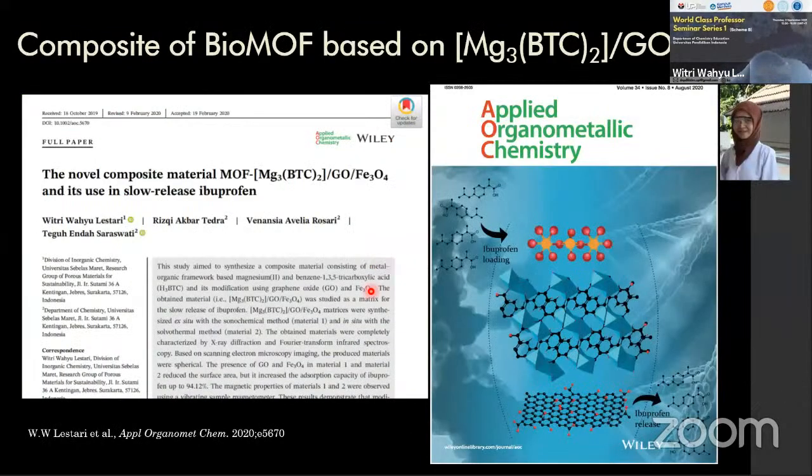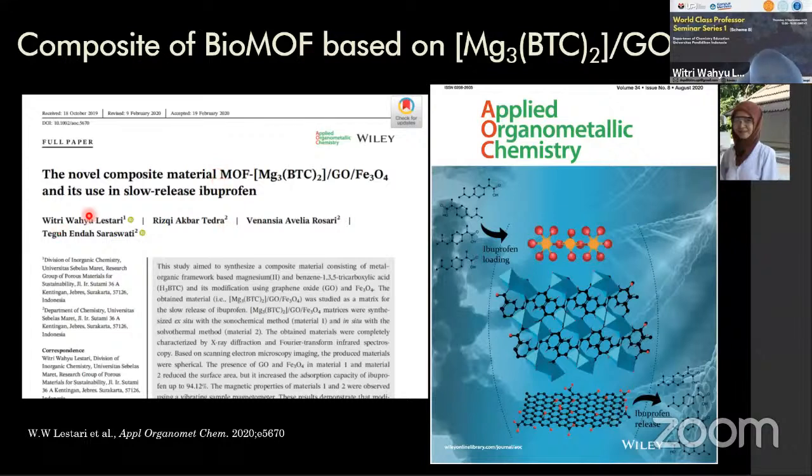And what is the weakness of the MOF itself for biomedical application? Because biomedical application needs water as a medium, in the body or in the system. That's why some MOFs are not stable in water. The effort is how to make a composite of the MOF with another material.